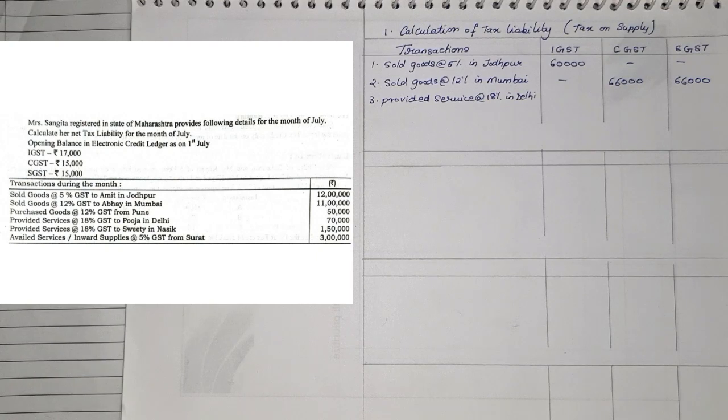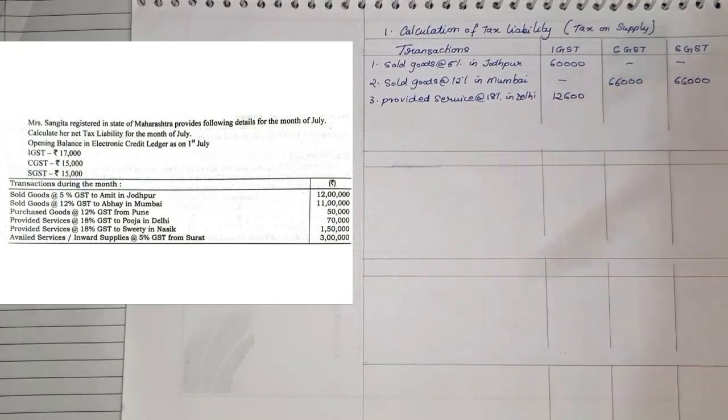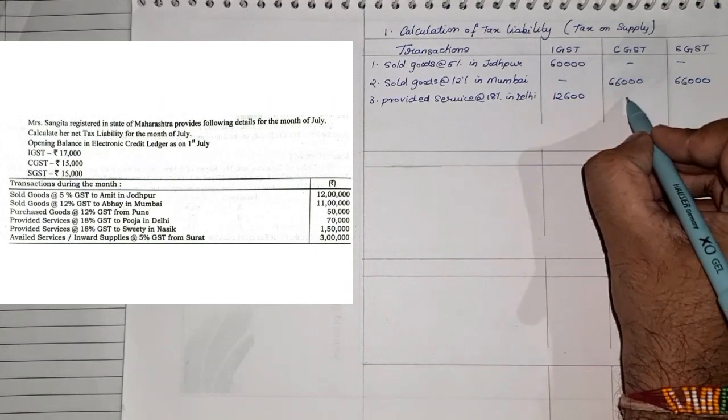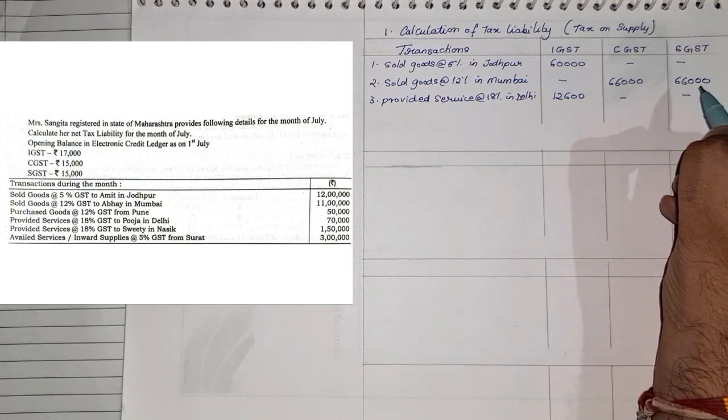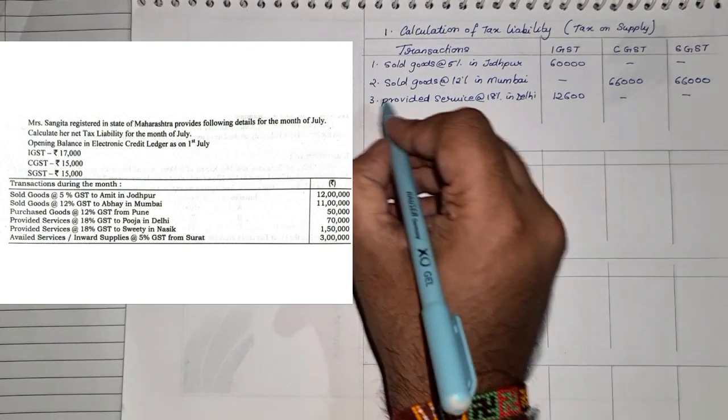So provided service in Delhi, value was 70,000. So 18% of 70,000 is 12,600. The entire amount will come in IGST. And next, provided service at 18% in Nasik.